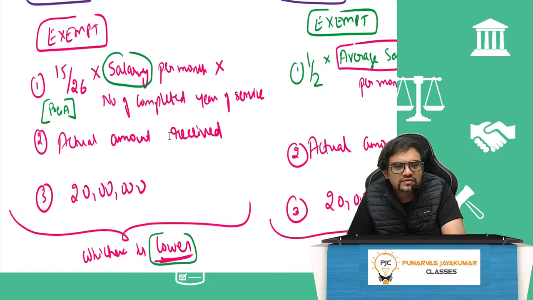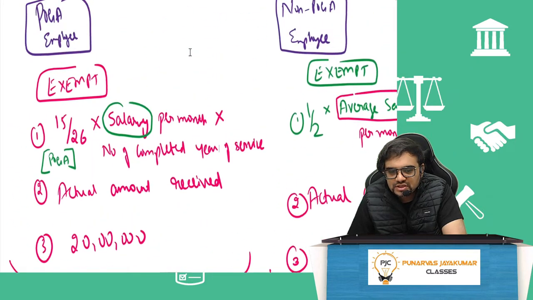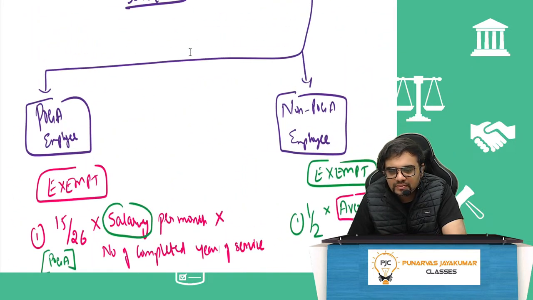Or the actual amount that you have received, or 20 lakhs, whichever is lower. So if you have worked for 40 years at a salary of, let's say, 40,000 rupees per month, half salary will be 20,000. 20,000 into 40 years. How much? Whichever is lower is what you will get, right? And the monthly salary you should see into number of completed years of service. Then actual amount received or 20 lakh, whichever is lower. So sometimes you may get 25 lakhs also, but ultimately you should decide whichever is lower. That is the Payment of Gratuity Act employee.